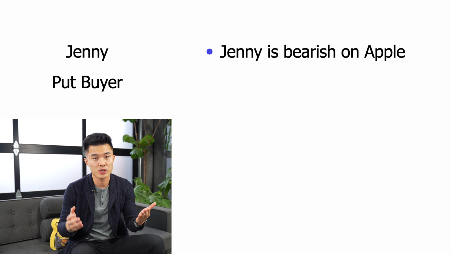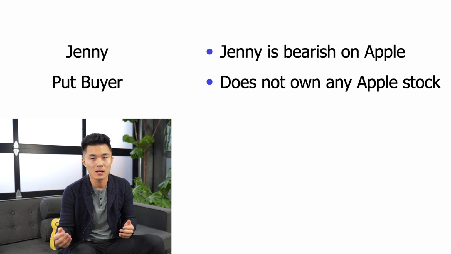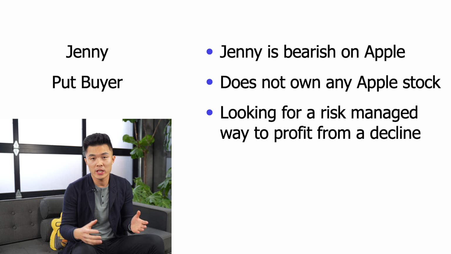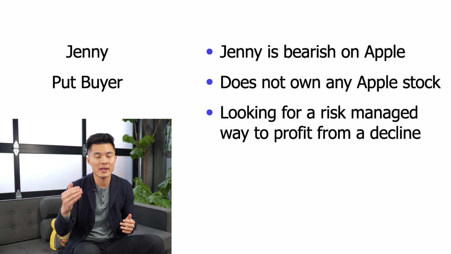Jenny is the option buyer. Jenny, again, is bearish on Apple stock. Jenny does not own any Apple stock yet, but she thinks Apple stock will go down. So what does she do? She goes and buys a put option. And Jenny is looking for a risk-managed way to profit from the decline in Apple stock.